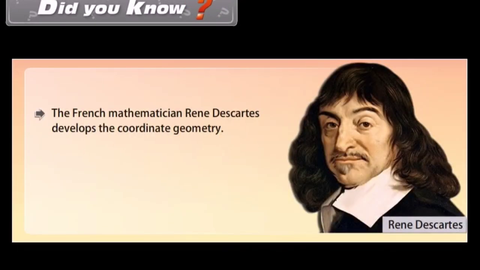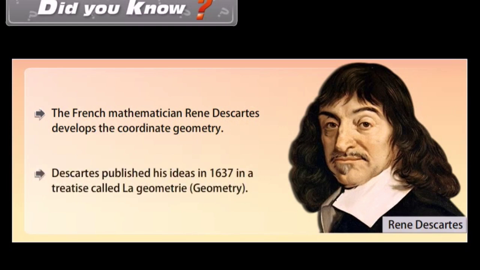Did you know? The French mathematician René Descartes developed the coordinate geometry. Descartes published his ideas in 1637 in a treatise called La Géométrie.